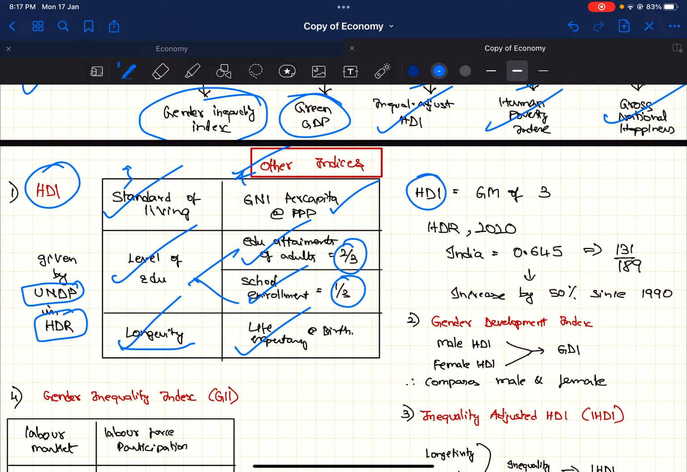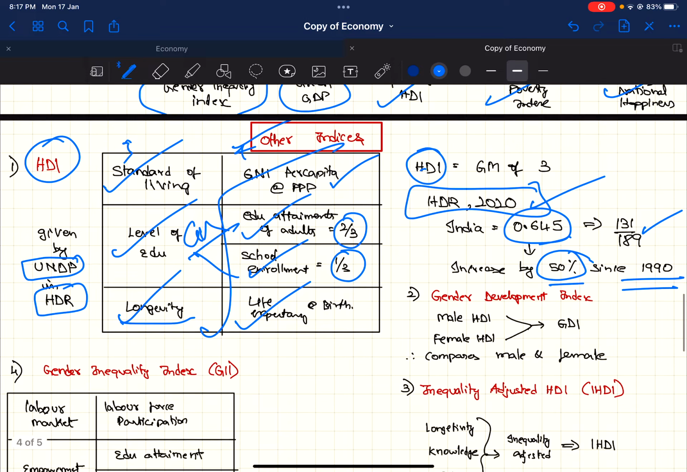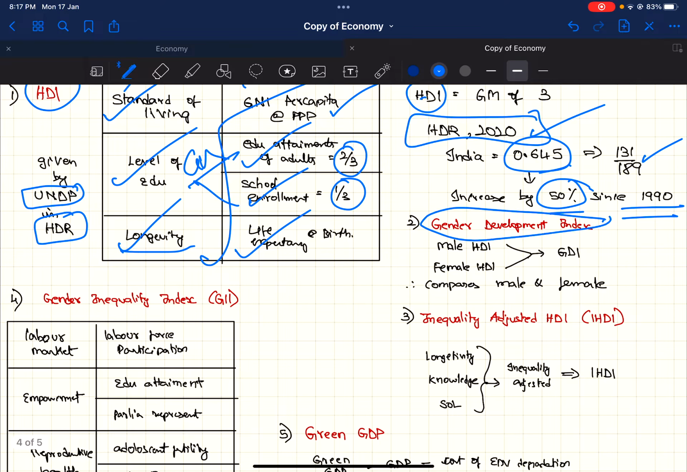So for HDI, you take the geometric mean of all three, and you get the HDI. According to the 2020 HDI report, India has an HDI of 0.645 with a rank of 131. It has increased 50% since 1990. Now coming to the gender development index, you calculate the male HDI and female HDI. From these two, you get the gender development index.